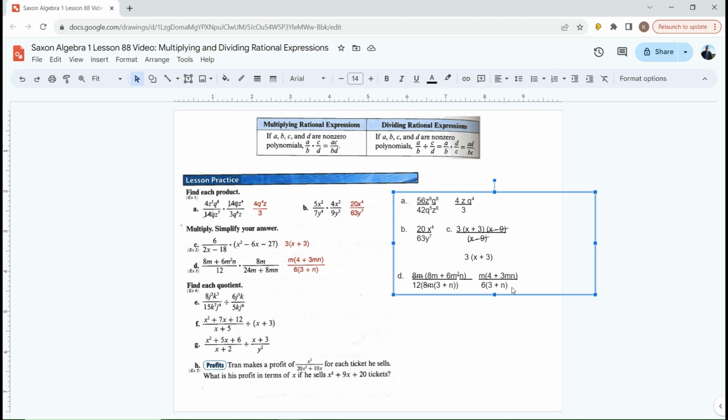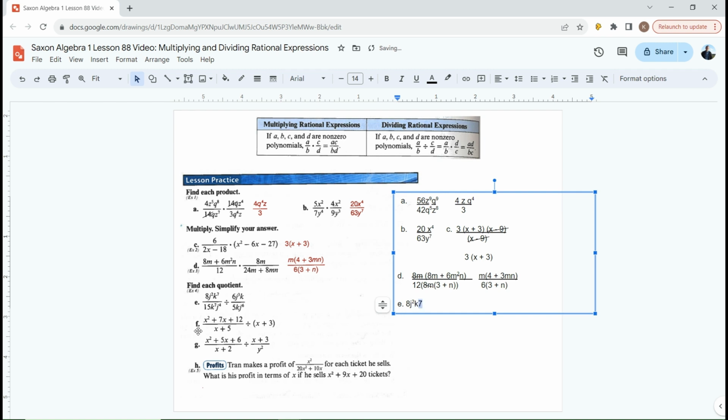All right, moving on to letter E. In letter E, we need to first of all divide these two. And remember, the first thing we do when it's a division problem is change it to a multiplication problem. So we're going to do a keep, flip, change. And what that's going to look like, we're going to keep the first fraction exactly as it is.